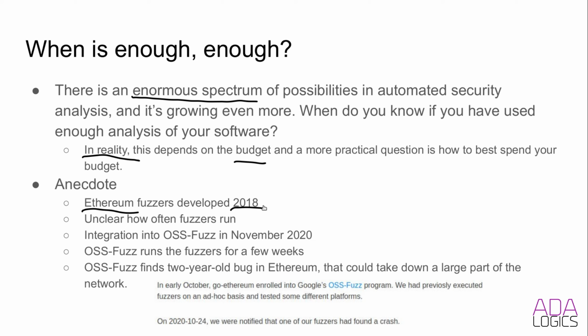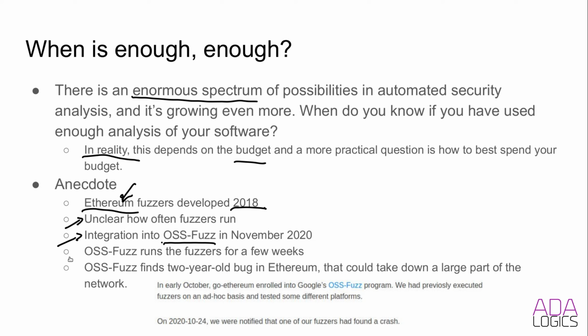And it's unclear to me how often they ran these fuzzers against their code, but they did run them routinely and on a more ad hoc basis, I guess. So probably once a week, maybe twice a week, for a few hours or so. But then in November 2020, Adam from Datalogics integrated Ethereum into OSS-Fuzz, and OSS-Fuzz is a service by Google that would then continuously run the fuzzers of the Ethereum project for hours and days, and just continue to increase the analysis resources put into the Ethereum project.